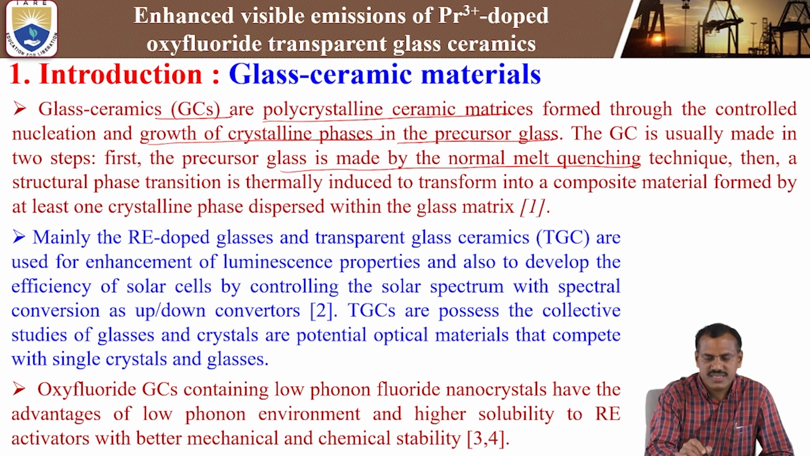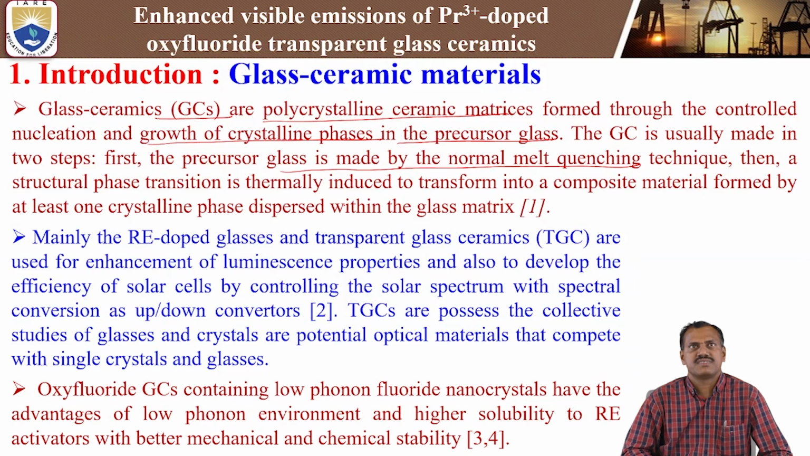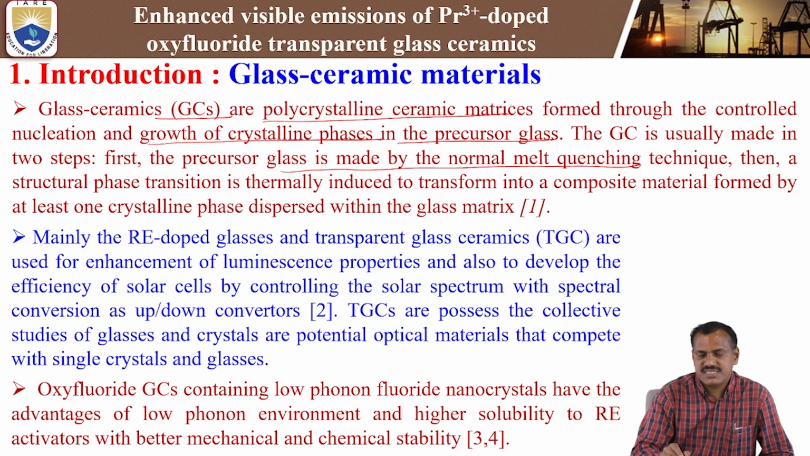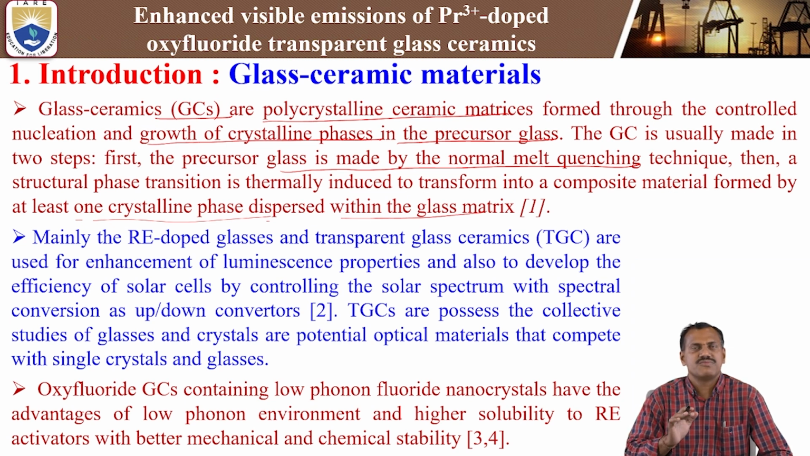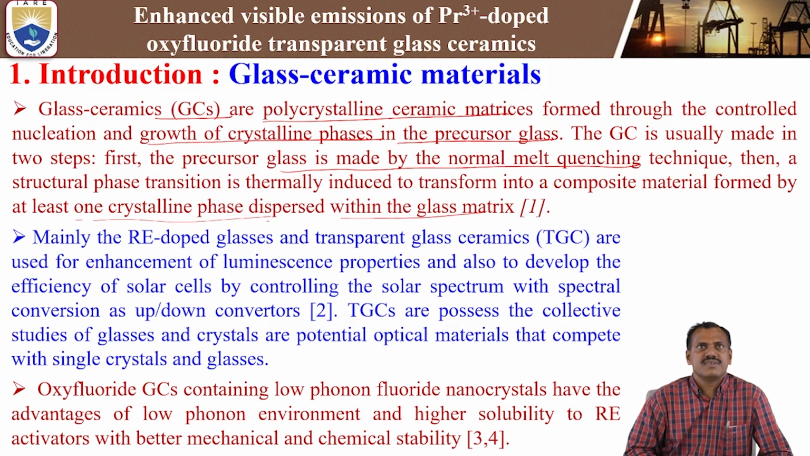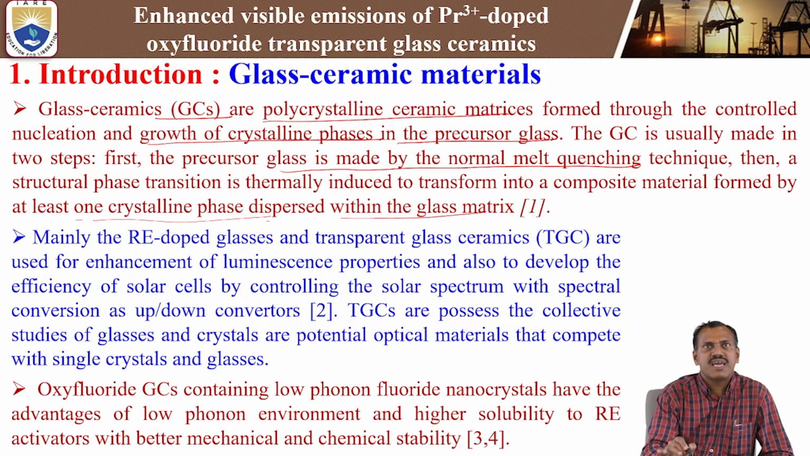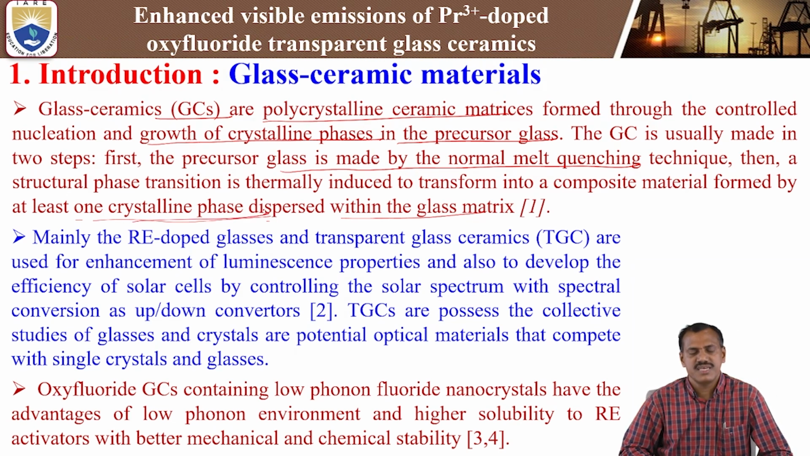After that, we need to apply the other method, the nucleation or heat process method. In that step, the structural phase transition is thermally induced to transform into a composite material formed by at least one crystalline phase dispersed within the glass matrix. So a crystalline phase should be there. Then only can we prepare the glass ceramics. So we need two steps. One is to prepare the glass or amorphous material by melt quenching technique. Then after preparation of the glass material, you need to do the nucleation method or heat process, so that it has one crystalline phase. Then only can we prepare the glass ceramics.